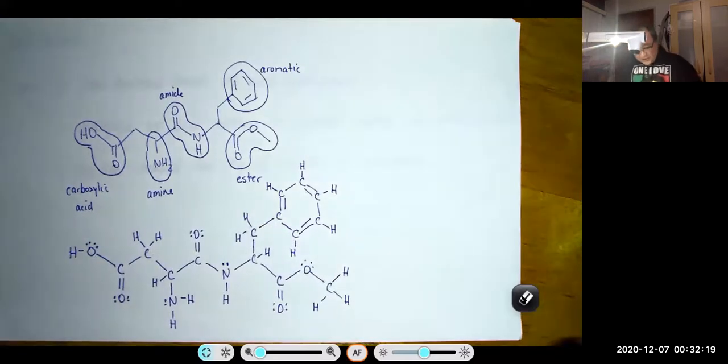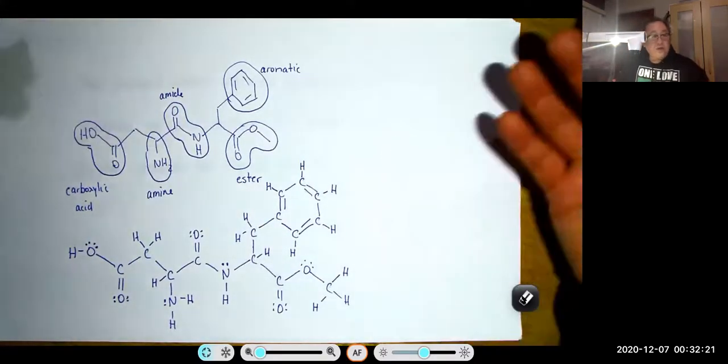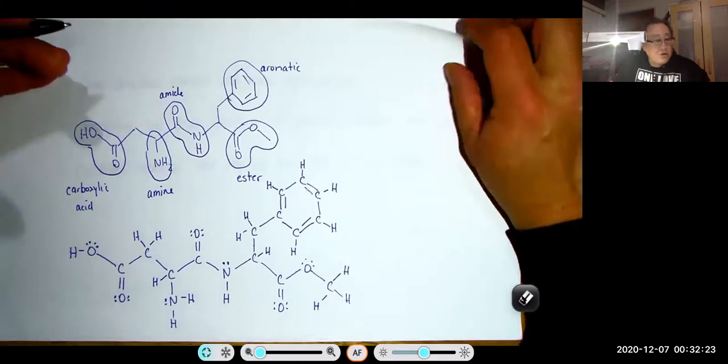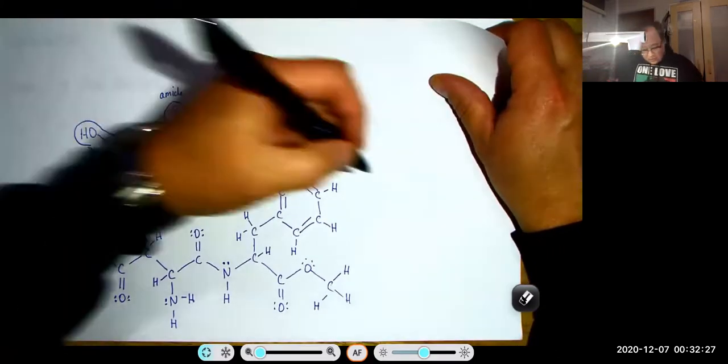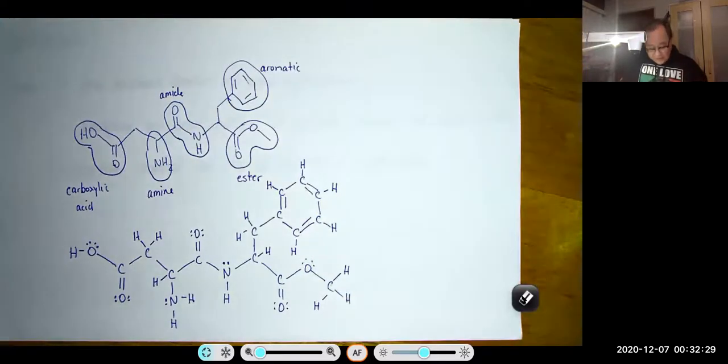So this is the Lewis structure for this molecule. We put in all the lone pairs, all the hydrogens, all of the atoms. And what is the molecular formula here? Well, that's a tough one, but we can do it.